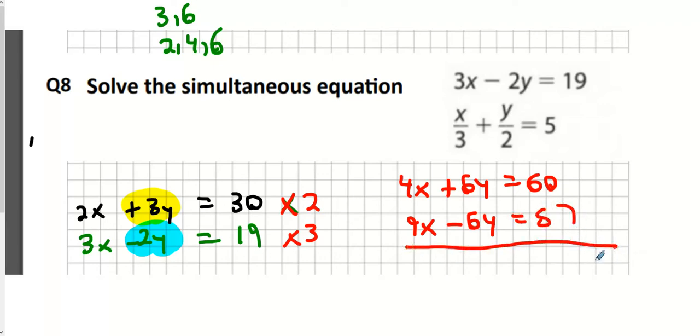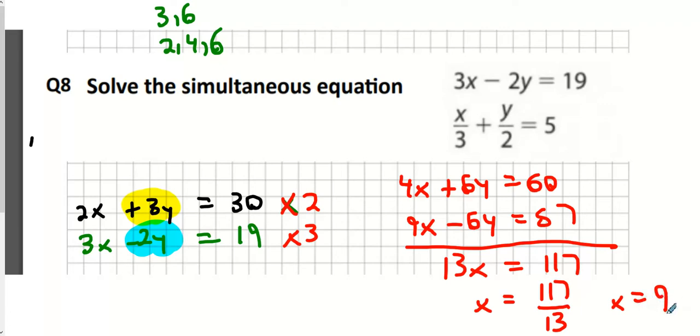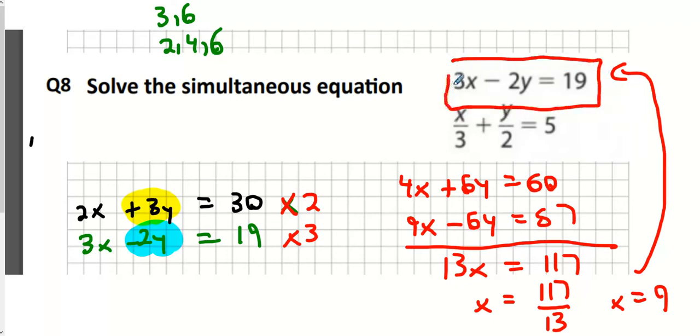Now, it's going to be 13x equals 117. Now, if you enter 117 into your calculator, this 13 is multiply on the left, which will make it divide on the right. And if you enter that in, you should get 9 on the calculator. The x value is 9. Then go back to one of your original equations. I'll choose the top one here and insert x equals 9.